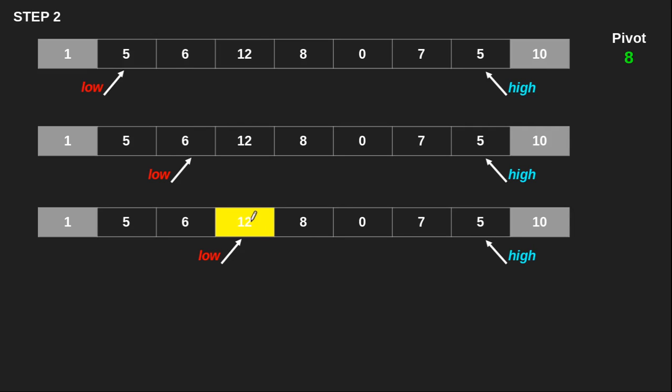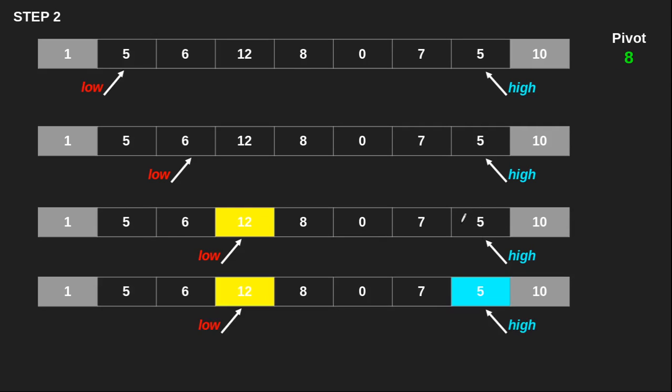Okay, so it's not in its correct position, correct side. So let's talk about high a little bit. 5 compared to 8, which is the pivot, right? 5 compared to the pivot is less, right? So that should be somewhere to the left of the pivot. So that's why this is also subject to change.